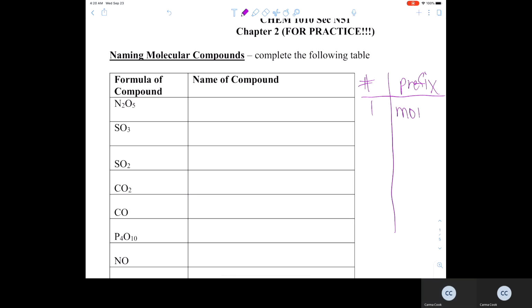However, if for the first element there's only one of those types of atoms in the formula, then you do not use the Greek prefix mono. And so the Greek prefixes that are used are shown here on the side.